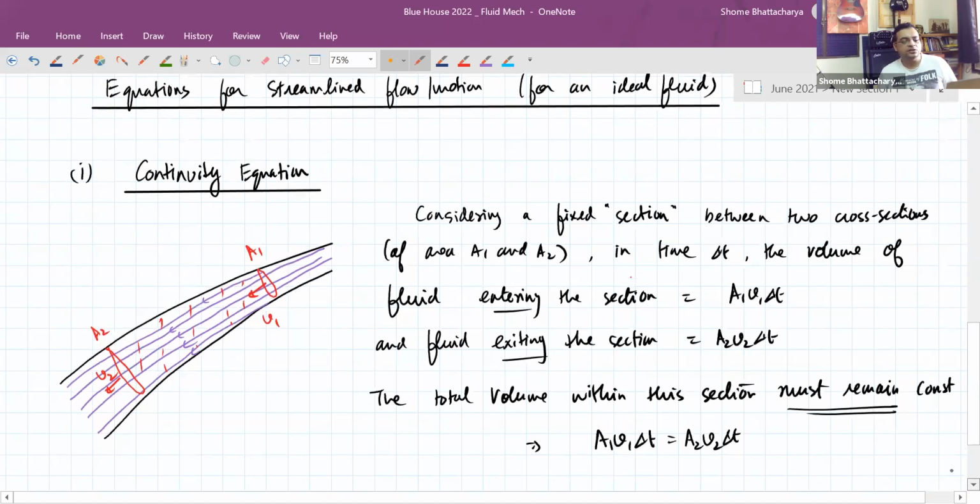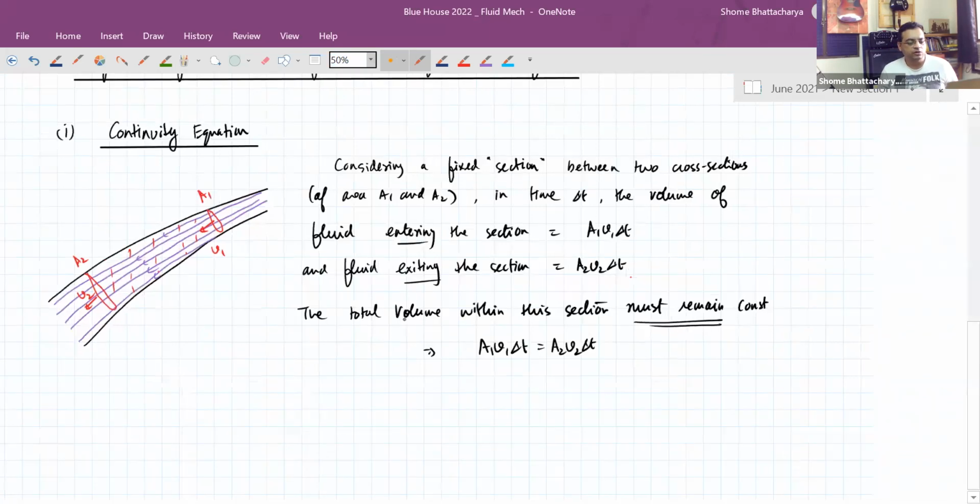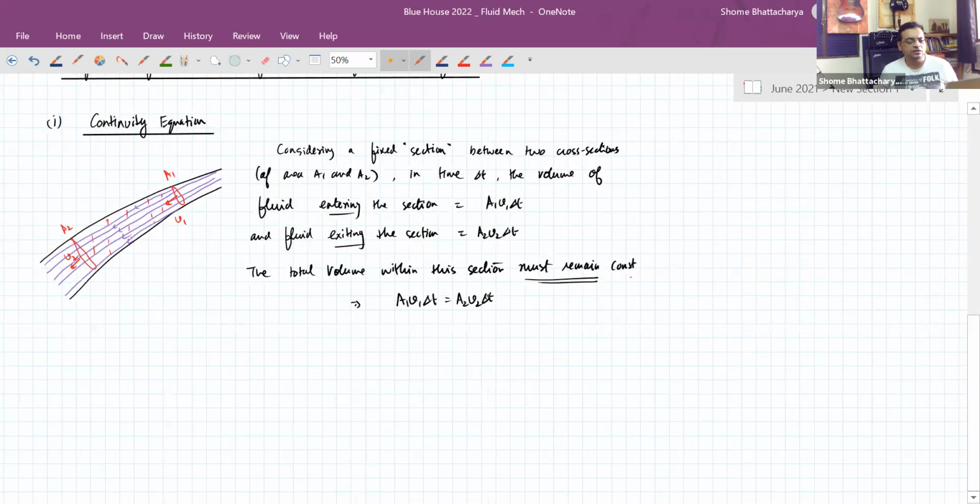So delta t can be a very short time dt. It can be a relatively long period of time also. But whatever be the case, the total volume coming in should be equal to the total volume of liquid going out. So in general, we can say that A1 V1 at any point is equal to A2 V2 at any other point. Now, since we can select these two cross sections arbitrarily at any 2 points within the fluid, therefore, in general, we can say that the product of area into velocity should be constant.